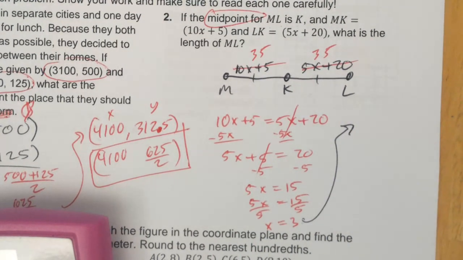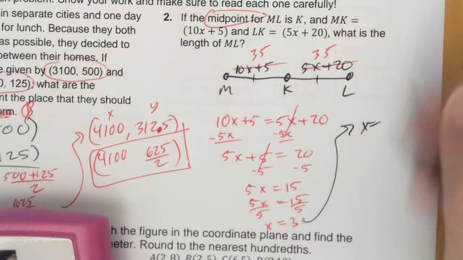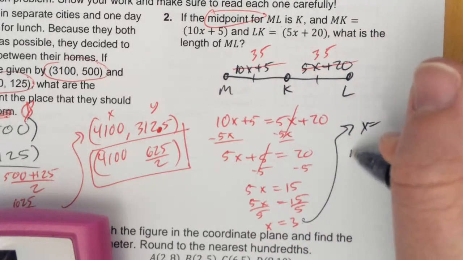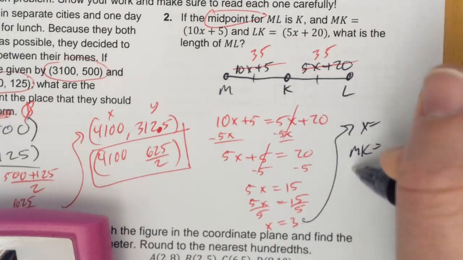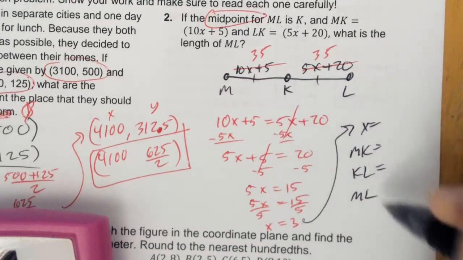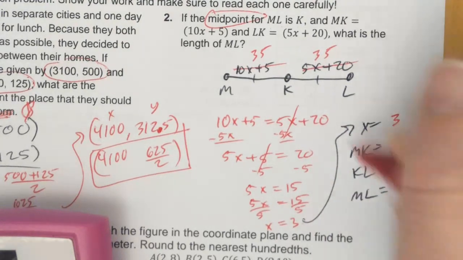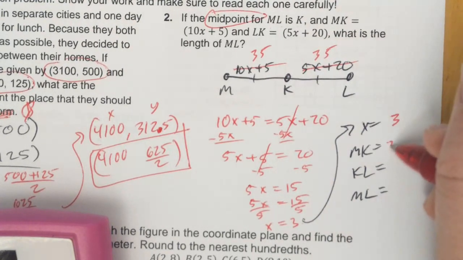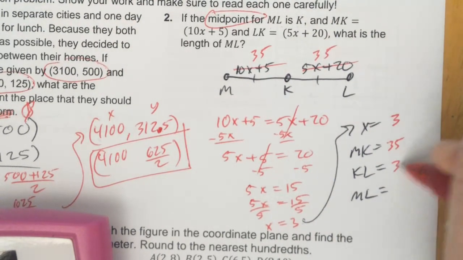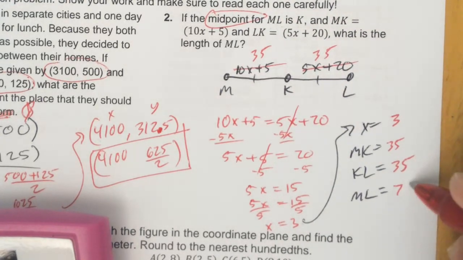Now, they can ask us any question. They could say, hey, what is x? They could ask us for the left side, which is M to K. They could ask us for the right side, L to K, or they could ask us for the whole shebang, M to L. Now, x was 3. M to K, the left side was 35, the right side was 35, and the whole shebang would be those two things added together, which would be 70.